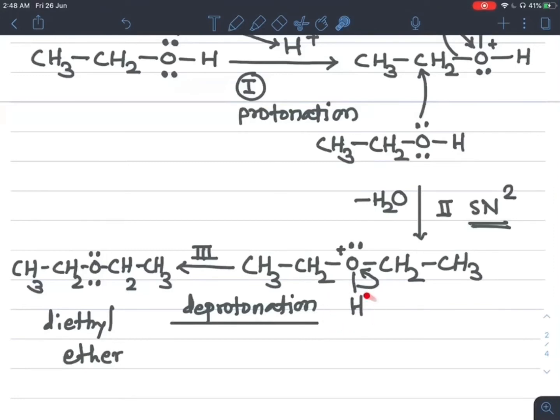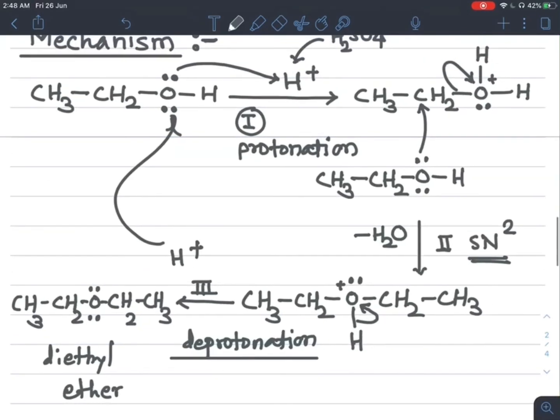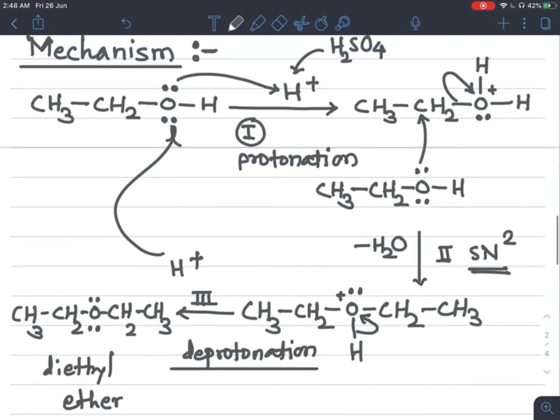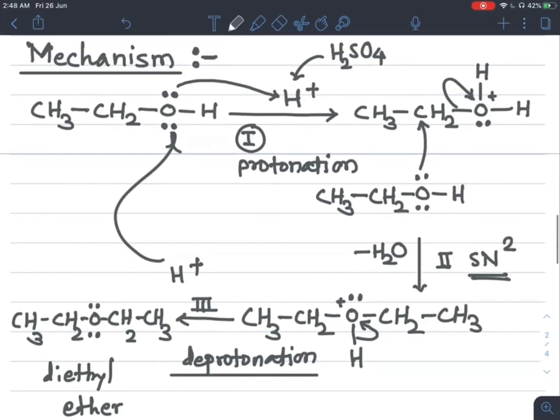So this H+ again circulates to the next ethyl alcohol, and the reaction proceeds further. This H+ formed is recirculated, and the reaction proceeds further. So this is the mechanism of the preparation of ether from dehydration of alcohol. So here we complete this first method, that is dehydration of alcohols.